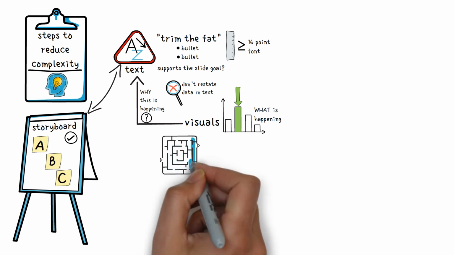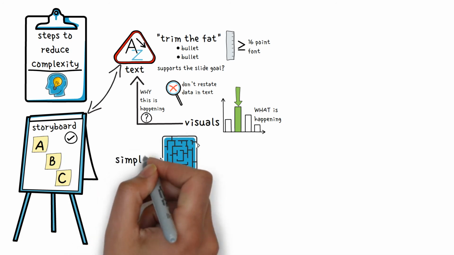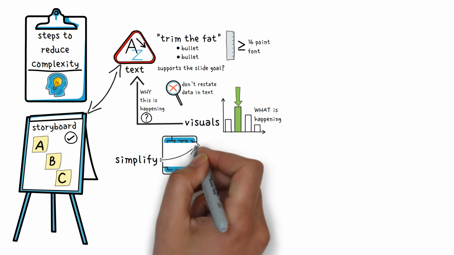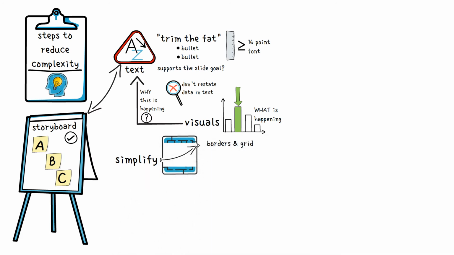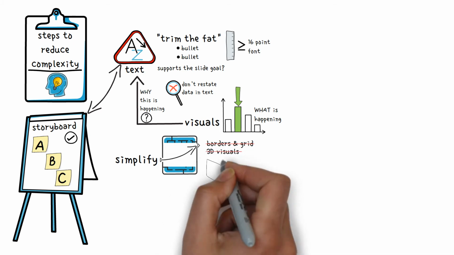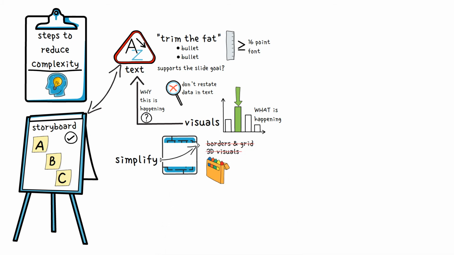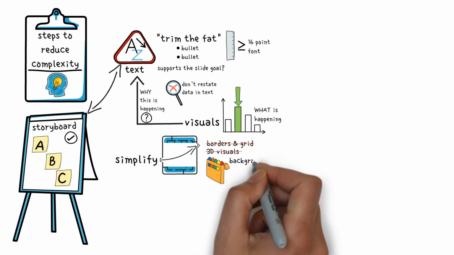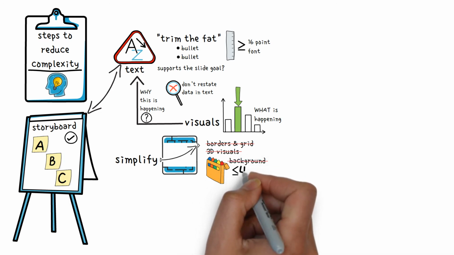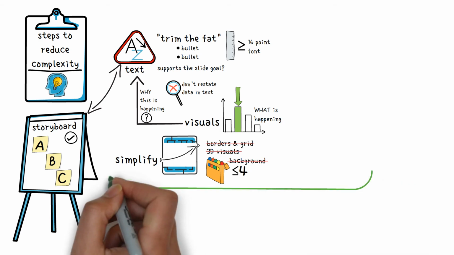Now it's time to declutter and simplify your visuals. The visuals in your presentation should highlight relevant data points. You can simplify your visuals by removing borders and grid lines, avoiding 3D visuals, and minimizing the overuse of color. As a guideline, remove the background color and keep your chart to 4 or less colors wherever possible.